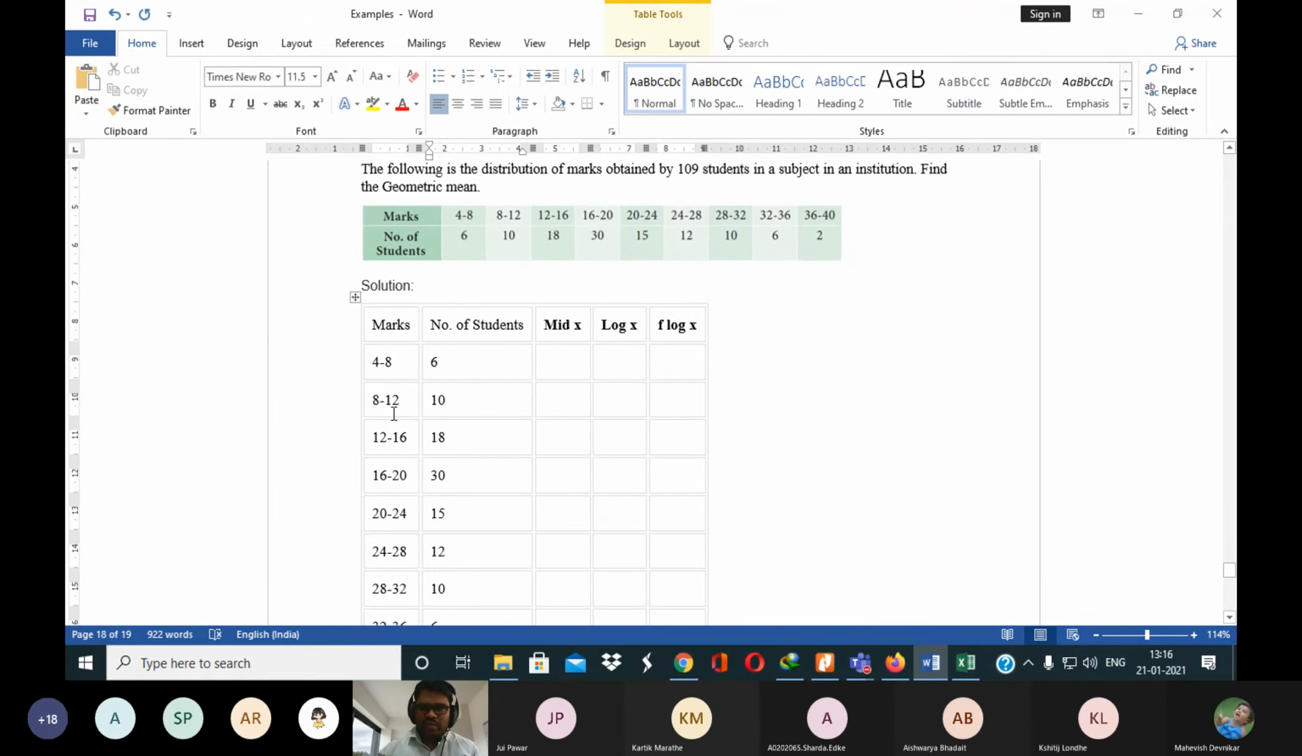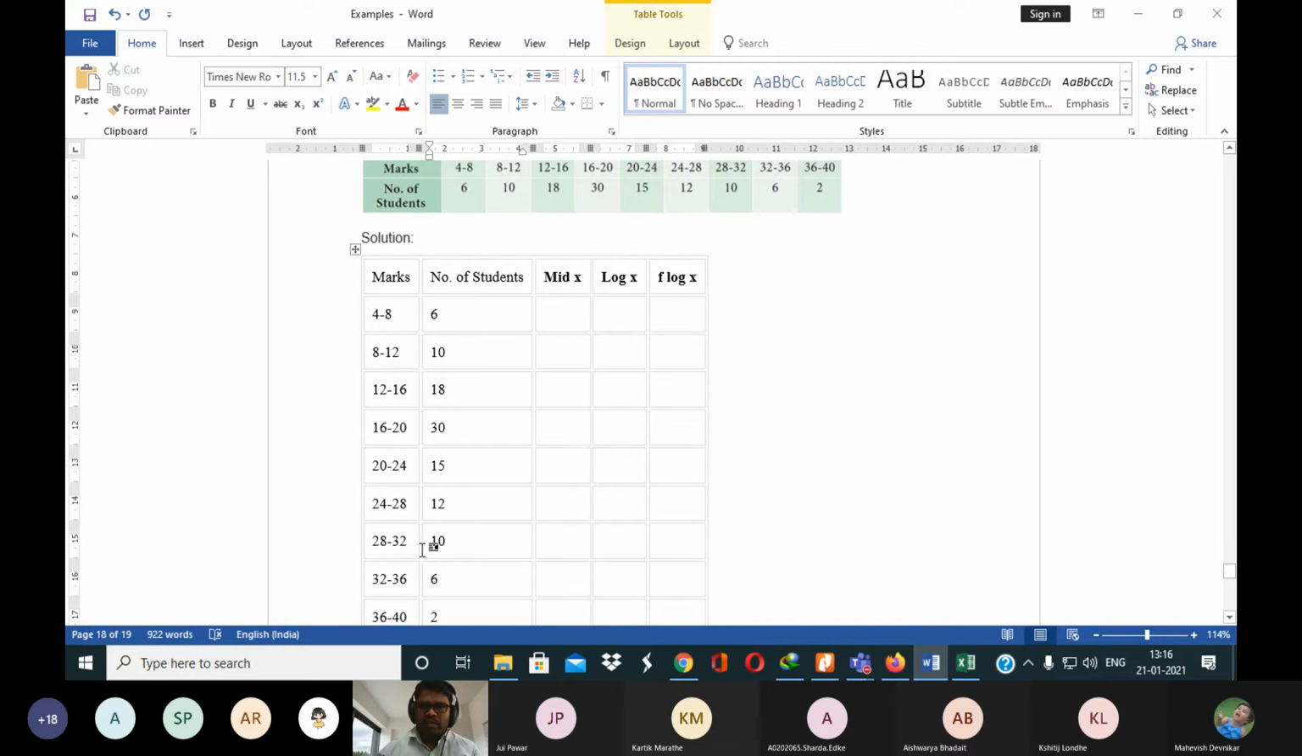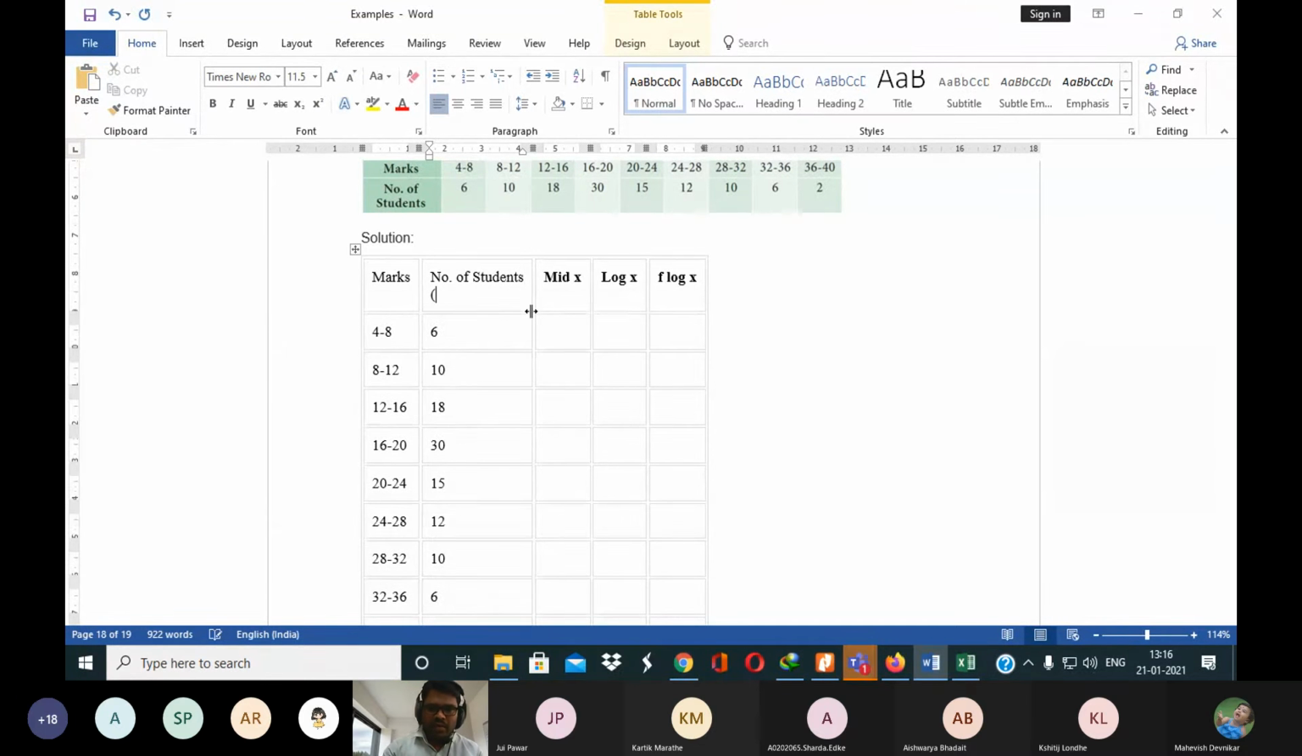The classes are 4 to 8, 8 to 12, 12 to 16, 16 to 20, 20 to 24, 24 to 28, 28 to 32, 32 to 36 and 36 to 40. The number of students is nothing but your frequency: 6, 10, 18, 30, 15, 12, 10, 6, 2. So this is your f.